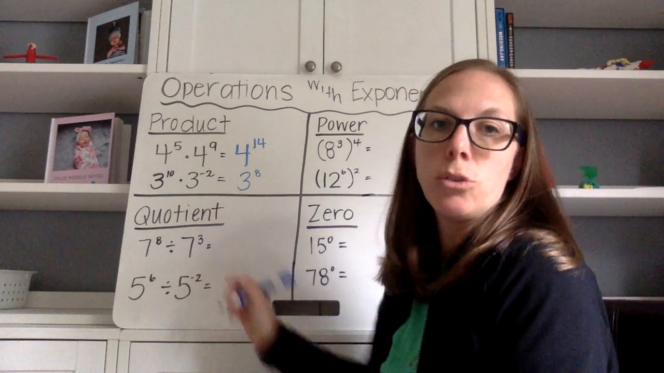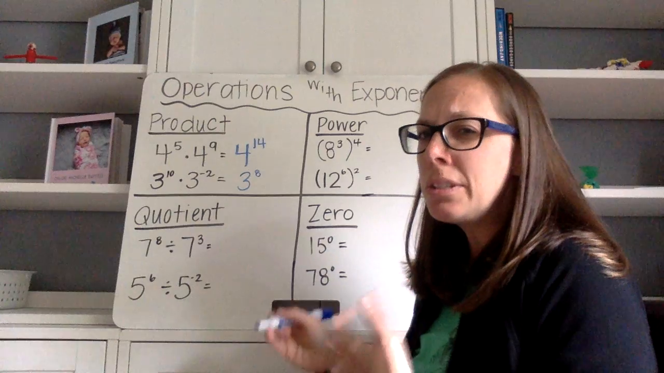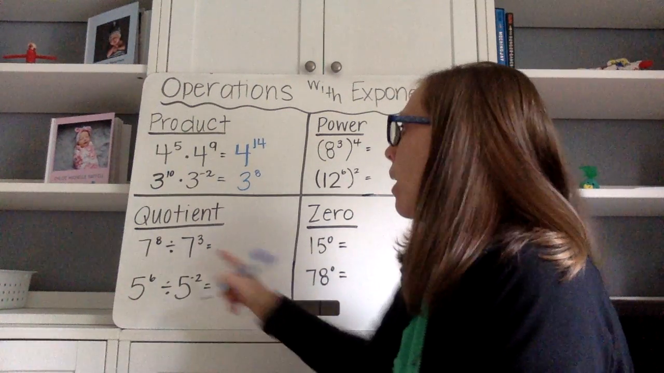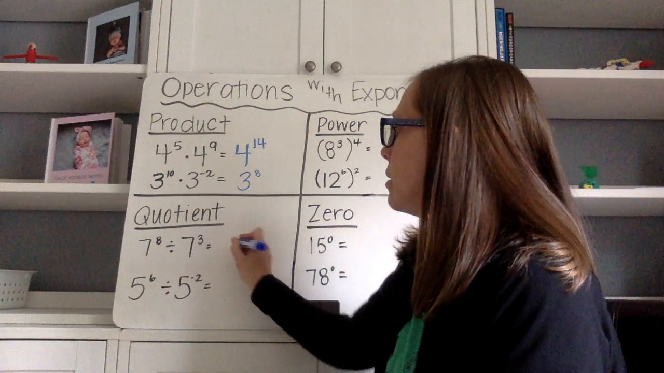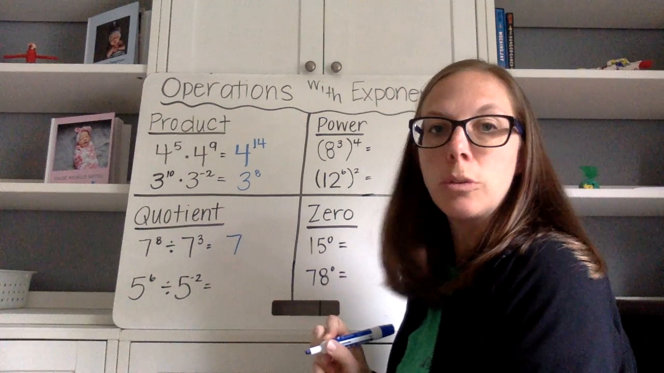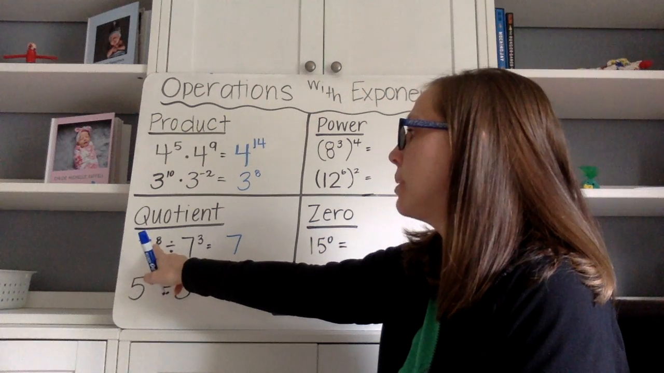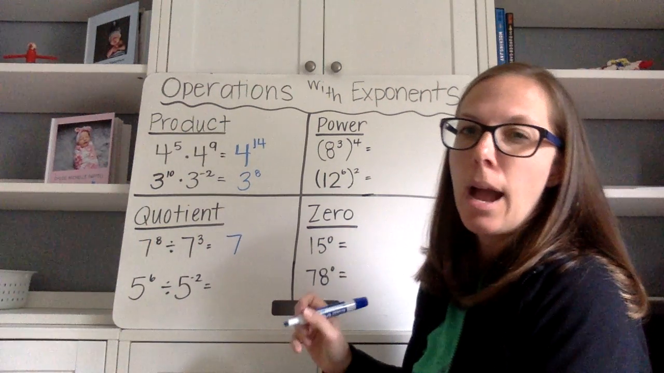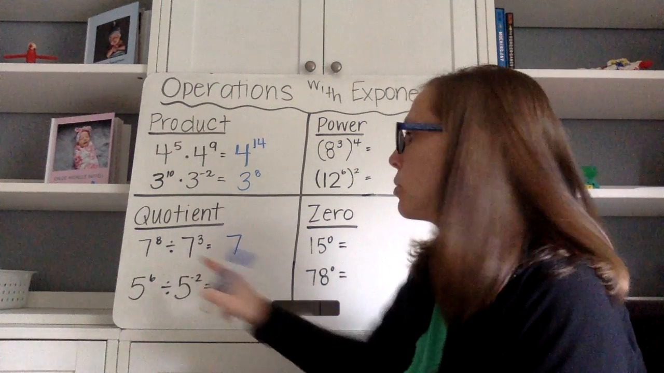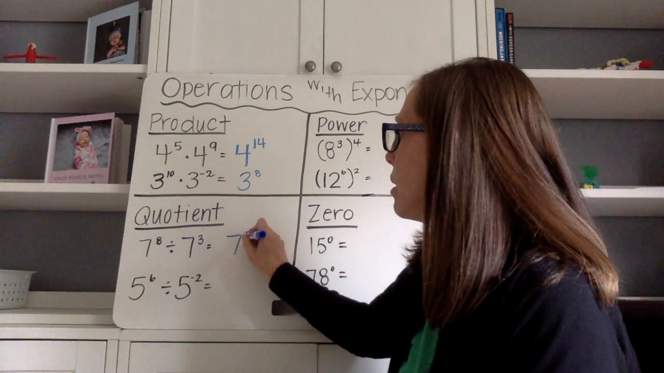Quotient means the answer to a division problem. And this is kind of similar, and they're related. The base for this one is 7, so the base for my answer will also be 7. Now, I'm going to look at my exponents. I have 8 and I have 3. I'm going to subtract those. So I've got 8 minus 3 is 5.